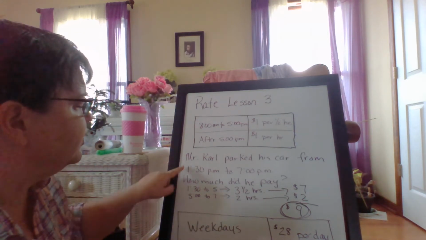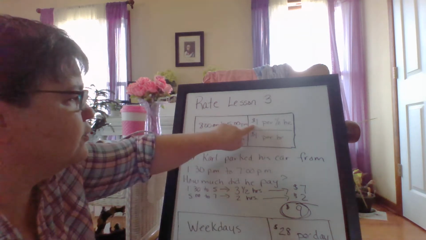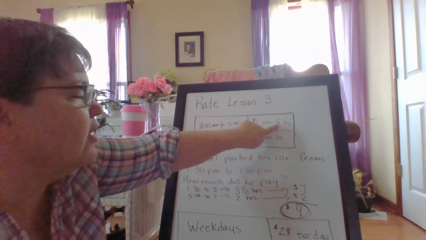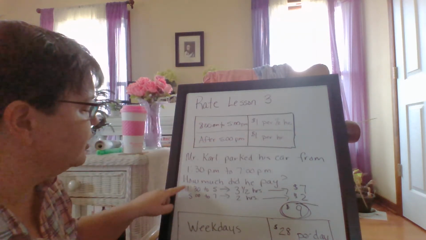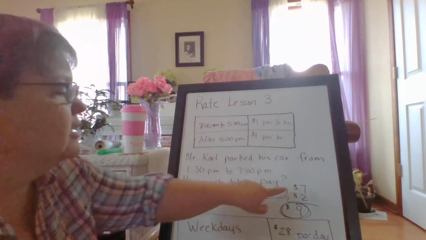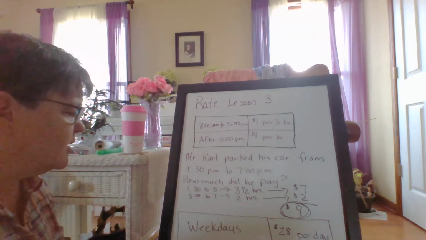So once again, figure out how many hours at each rate. See, here's one rate: $1 per half hour. The other rate is $1 per whole hour. So you figure out how much time you're going to do each rate, and then you add it up. Okay? So that's parking lots.